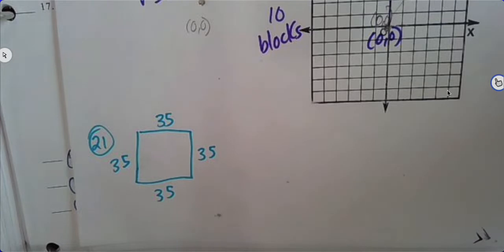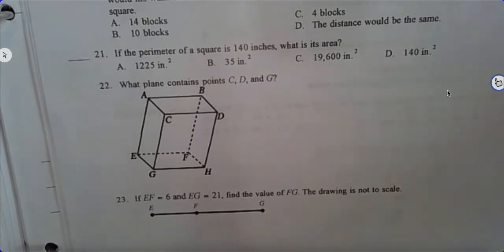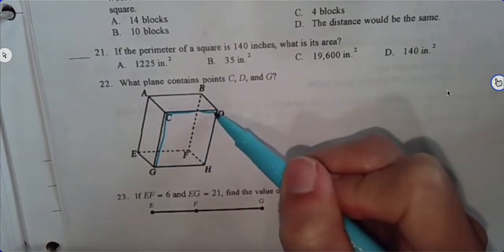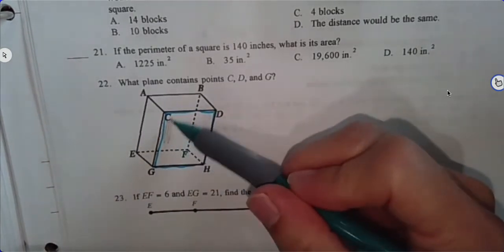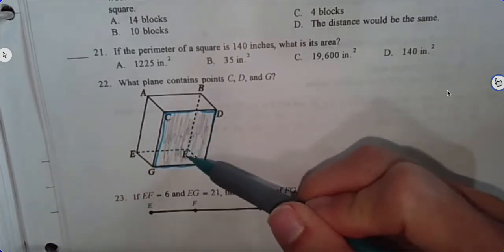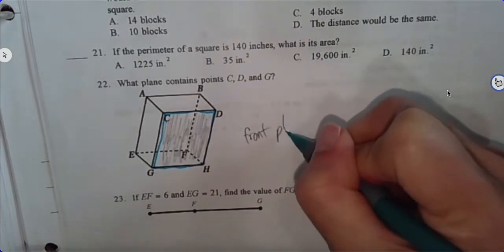Number 22. Are we ready? Is everybody okay with this so far? Okay. Number 22, it says what plane contains C, D, and G. You're just drawing. Or you could say it's the front plane, or you could draw and shade in C, D, and G. That's this plane. Does everybody see that? If you wanted to, you could just shade, or you could write the front plane. Does that make sense?